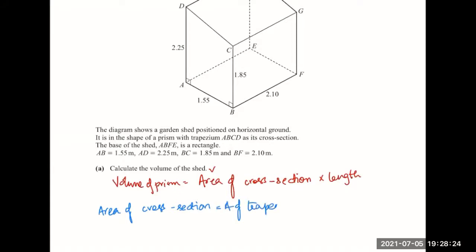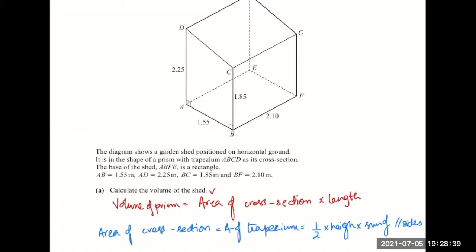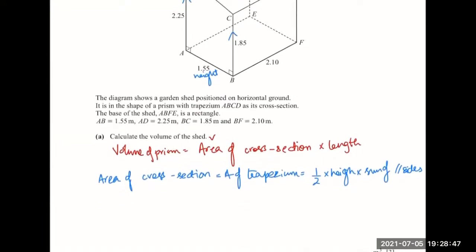So I'm going to say that it is half into height into sum of parallel sides. Okay, some of you are confused about height and sum of parallel sides. So let's decide what the parallel sides are first. Everybody will agree that these are the parallel sides. So this must be the height. It's just that it's placed differently. This trapezium is appearing differently to you.